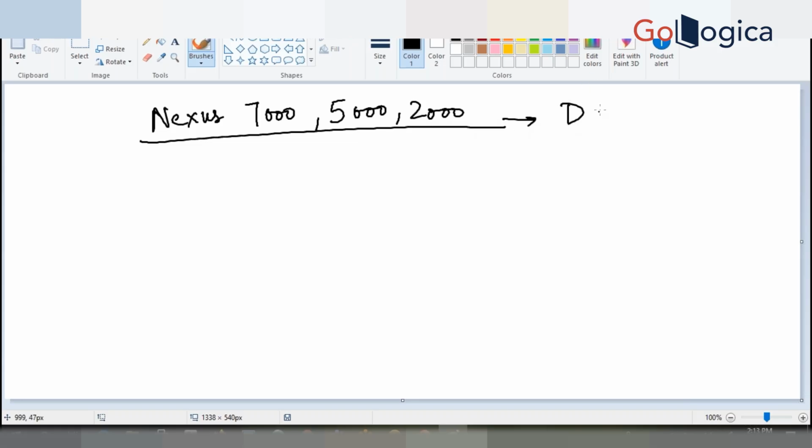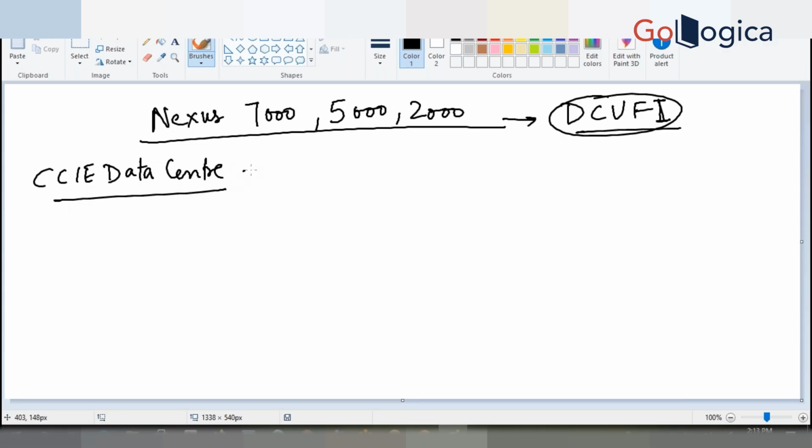This program is actually being run by Cisco, and this is the DCUFI program, Data Center Unified Fabric Interconnect. This is one of the programs which belongs to your CCIE Data Center. Since we want to have that, there is another module known as UCS, which talks about all the servers, where we have the C series and B series servers. So this is DCUCI, right?